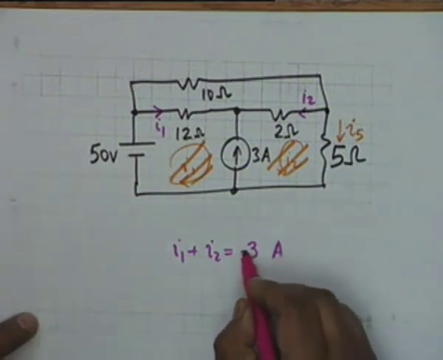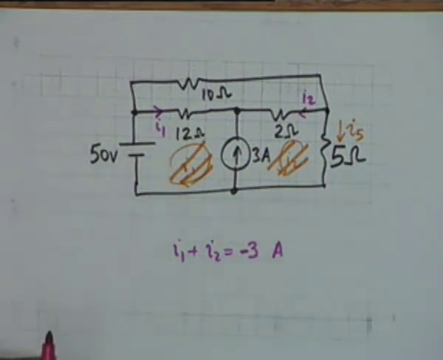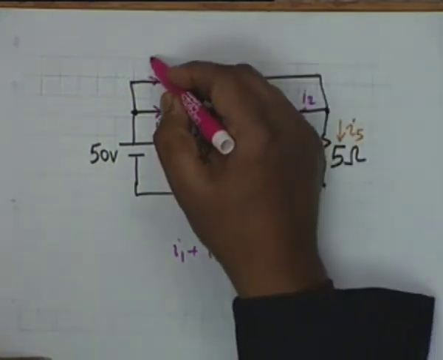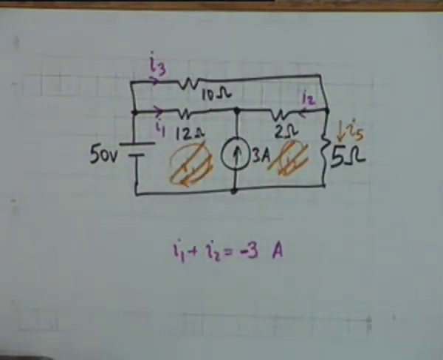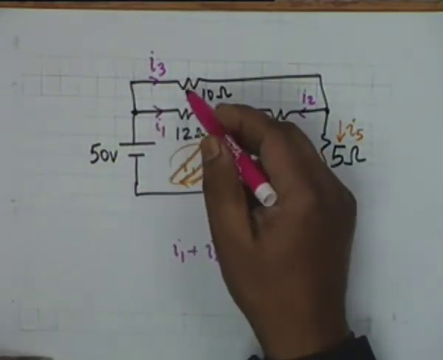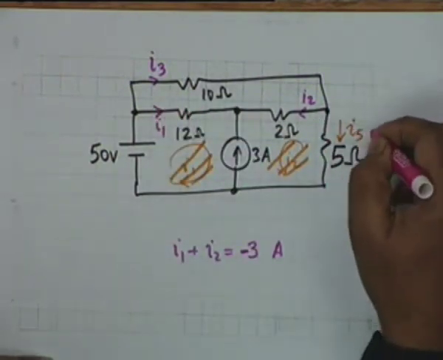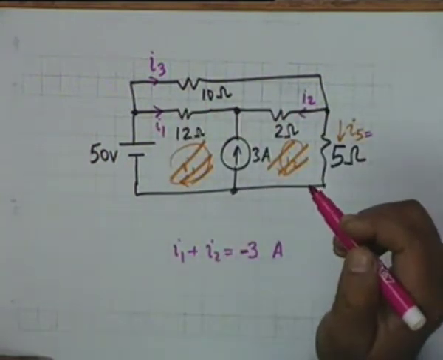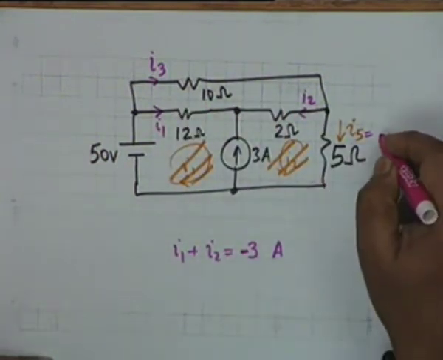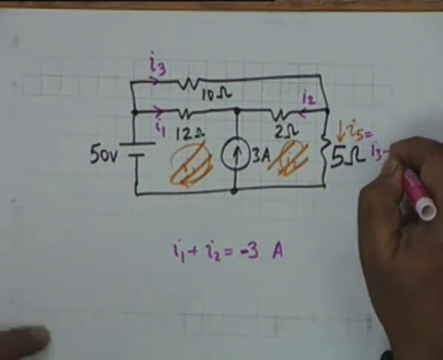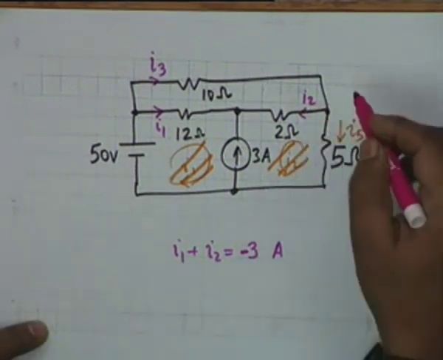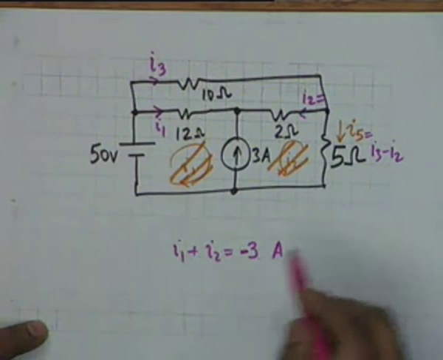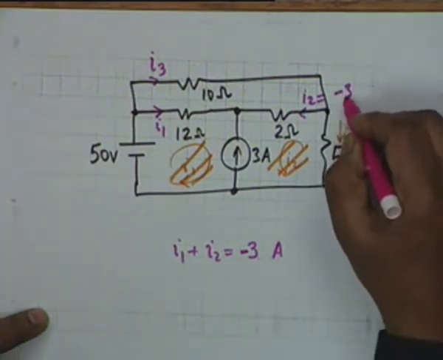Minus 3 amperes, alright. I1 plus I2 shall be equal to minus 3 amperes. And if this current is, let us say, I3, you have to formulate a current here. If this current is I3, then obviously I5 is known in terms of these 3 currents, right? What is I5? I3 minus I2. And you also know I2. I2 is not unknown, because I2 plus I1 is minus 3. So I2 must be equal to minus 3 minus I1.